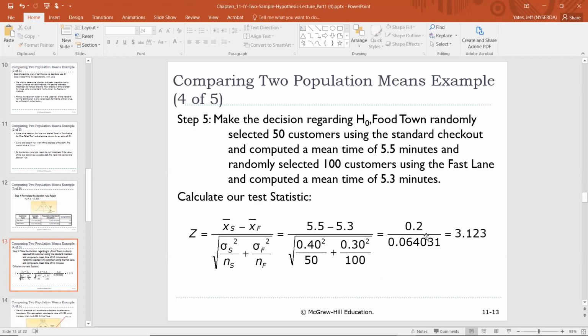All right. So if we do our analysis, we make the decision. So we did our calculation first and we get a 3.123. All right. So we want to make the decision then after we've done our calculated statistic.